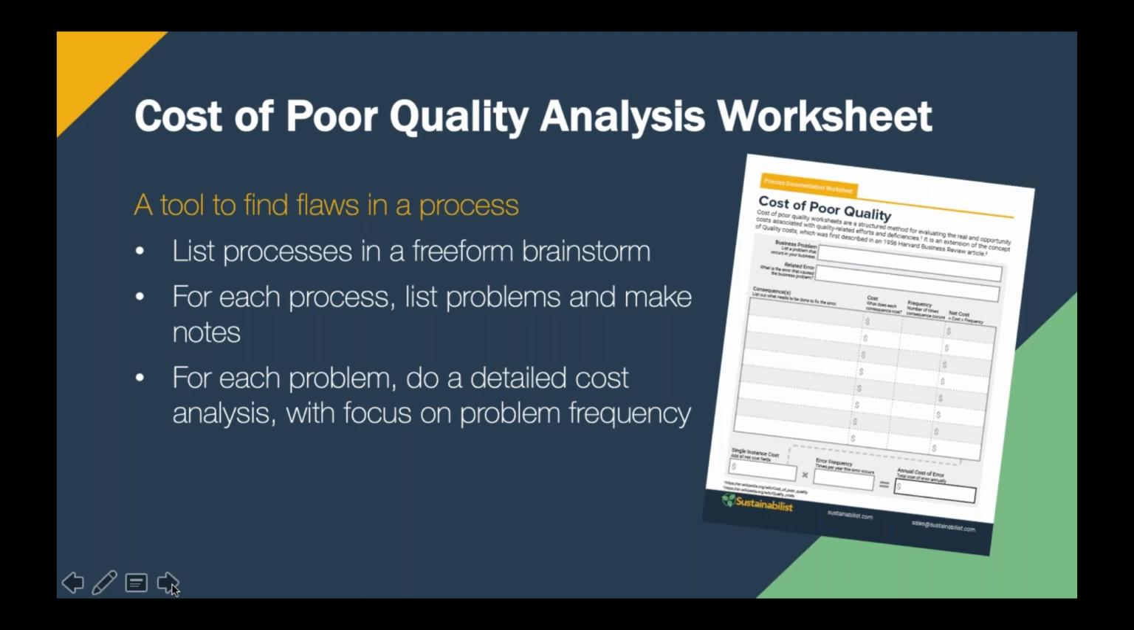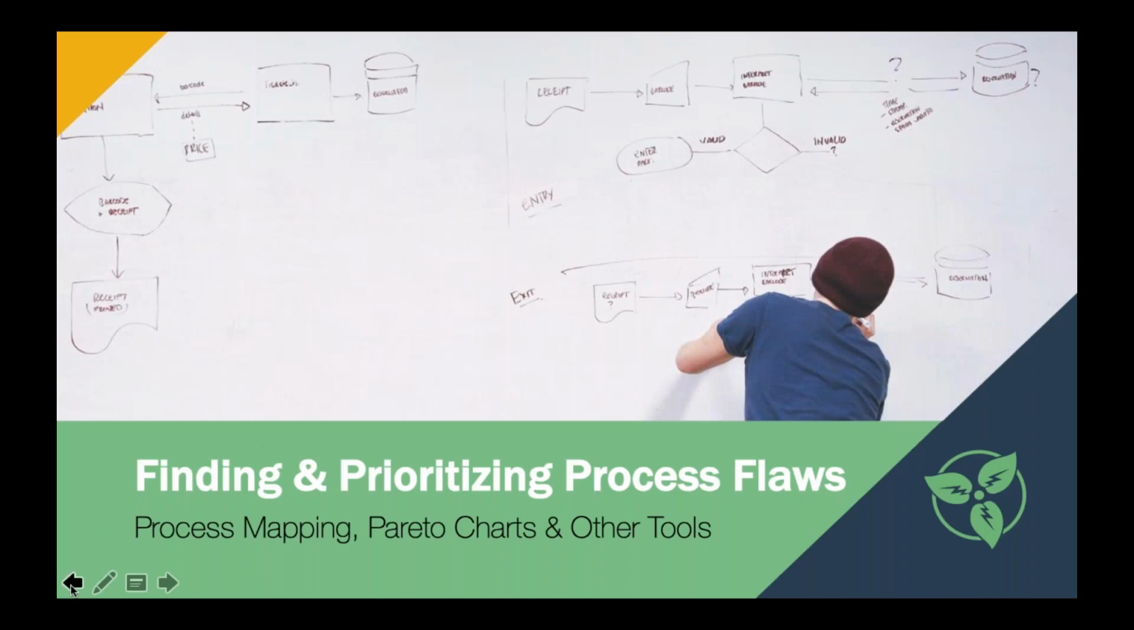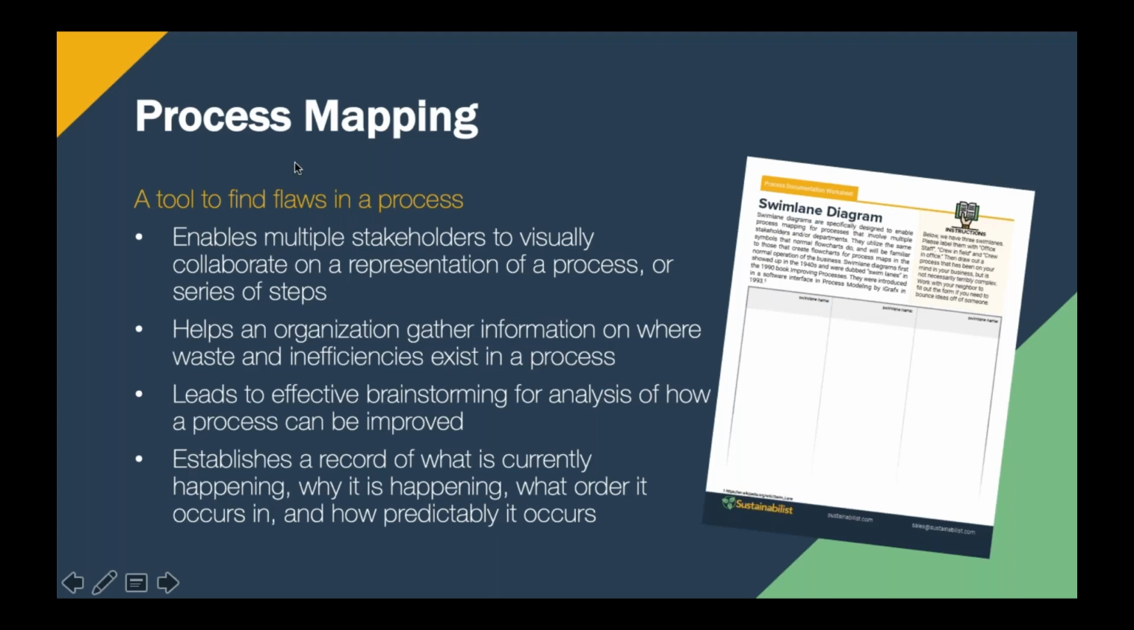So what I'd like to do is, if everyone has some problems in their heads and is thinking about the cost of poor quality, I want to talk about how we find and prioritize process flaws. Because once we know how much the quality of the processes is costing our business in terms of dollars, then we can start to prioritize them and map them.